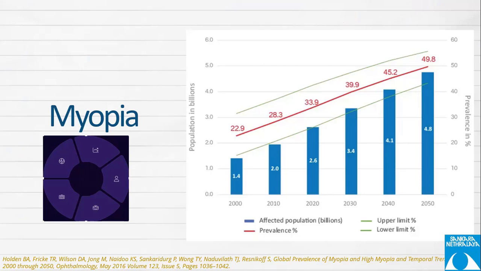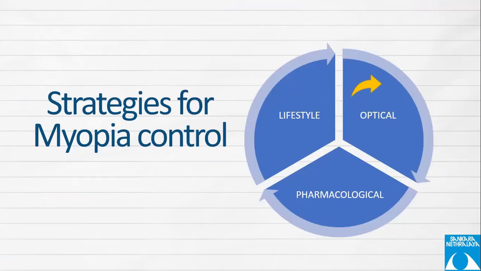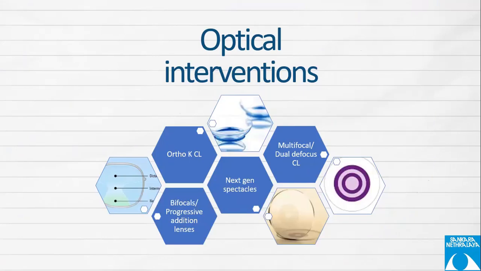As we all know, and it has been stressed multiple times since morning, myopia is a global burden, and by the end of 2050, it is stated that half the population might be affected with myopia. We do have different strategies for myopia control, and now I'll be talking about optical intervention, one such kind, orthokeratology.